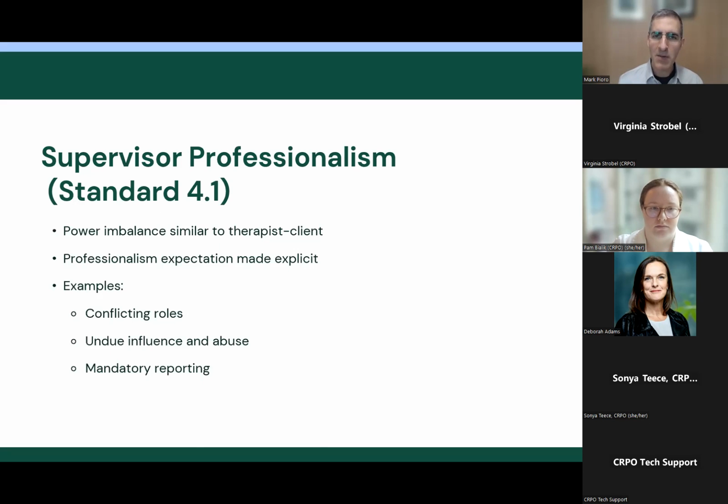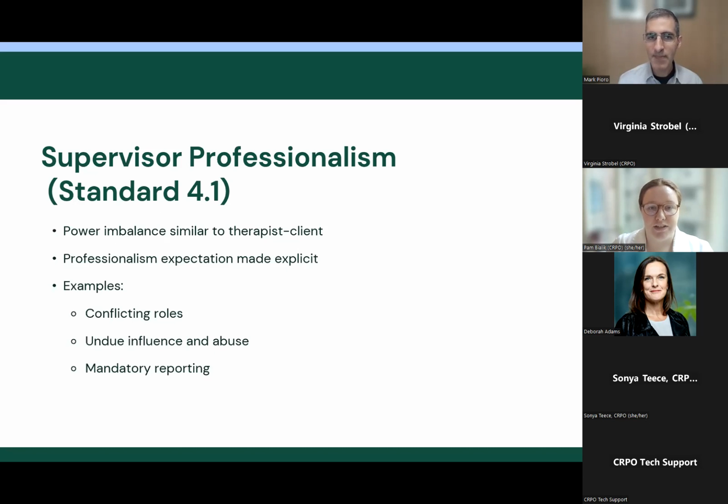The commentary now gives several examples like avoiding conflicting roles, sexual misconduct, undue influence and abuse, and making mandatory reports where needed. These expectations are not really new or surprising. Rather, they have been made explicit so supervisors and supervisees both know what their rights and obligations are.